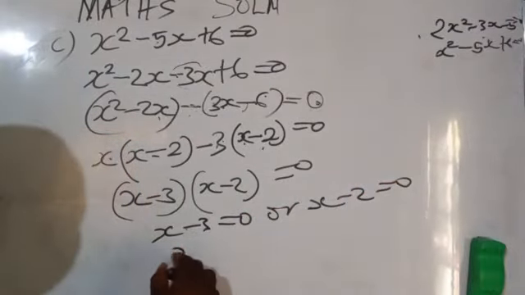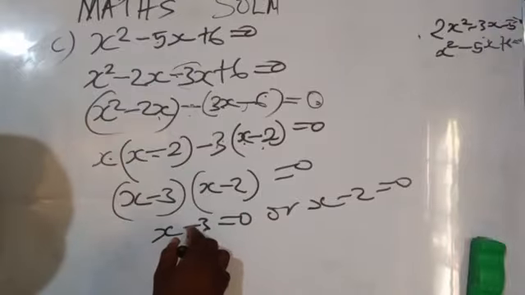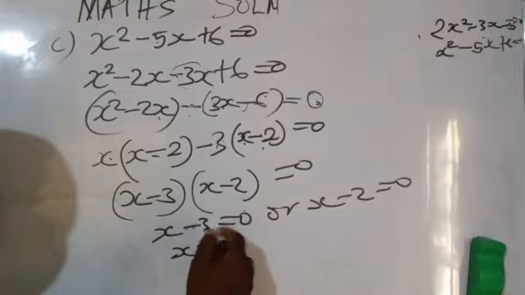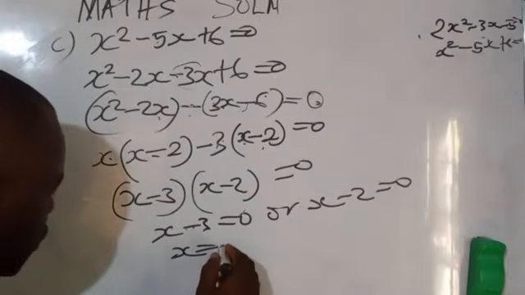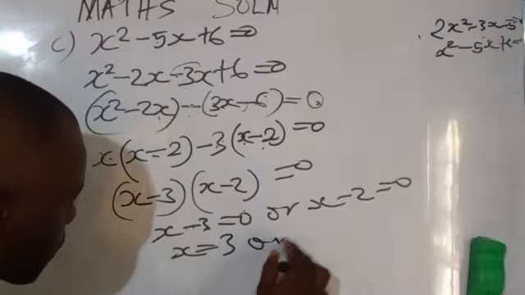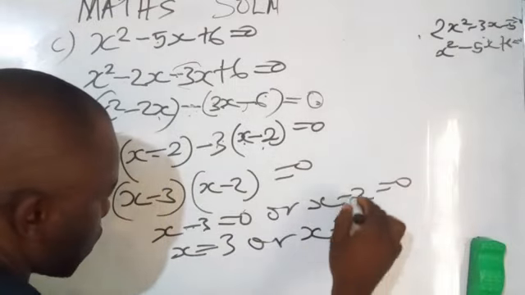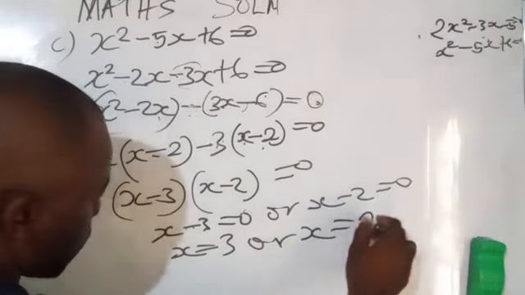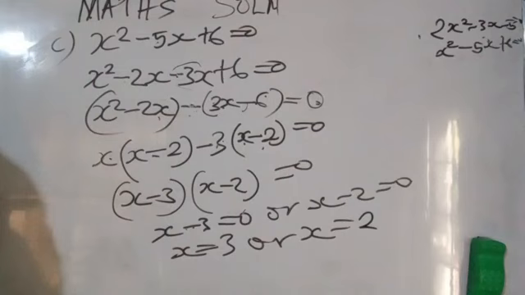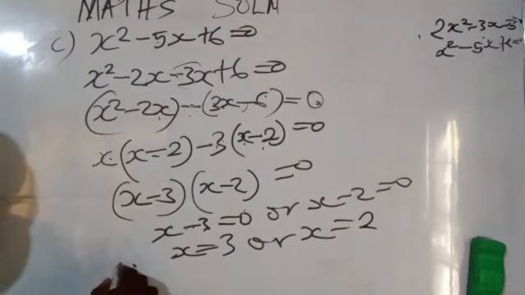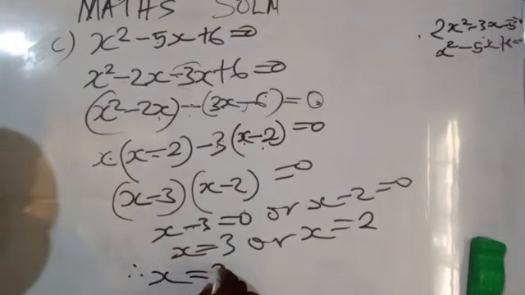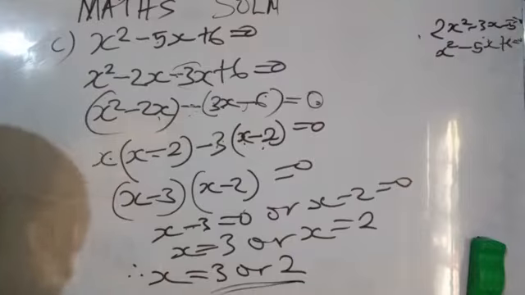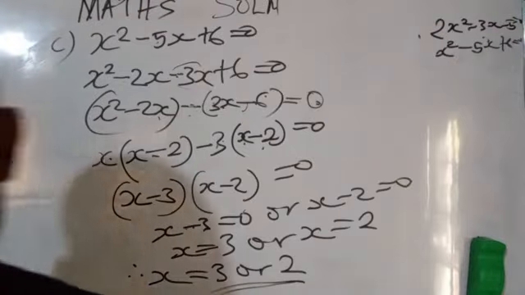Now, okay, so that x minus 3 equal to 0 or x minus 2 equal to 0. So x is equal to 0 minus 3. If it crosses the equality side, it becomes what? Plus. So it becomes 3, or x equal to what? This minus 2 will go to this place to become plus 2. Okay? So therefore, x equal to 3 or 2. This becomes the answer. Thank you guys for listening.